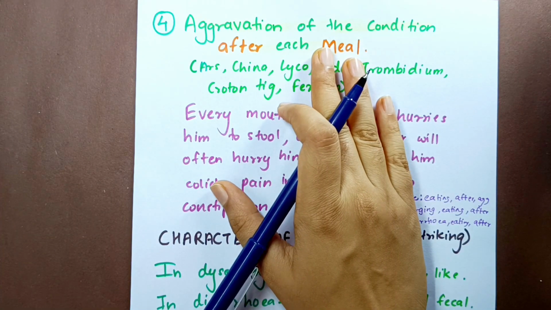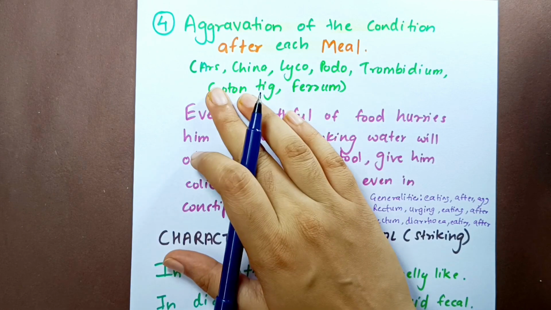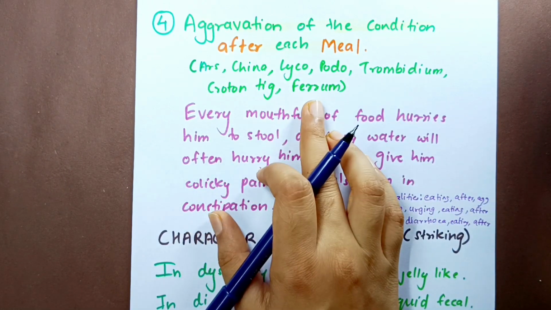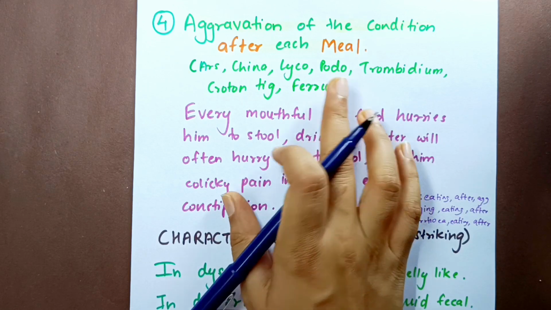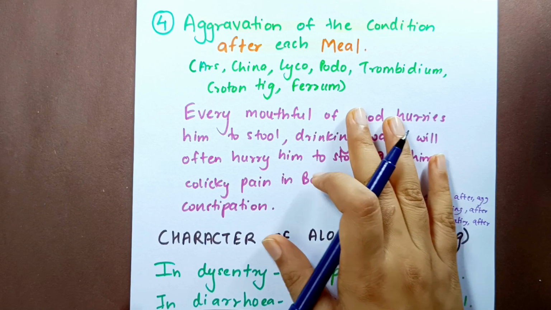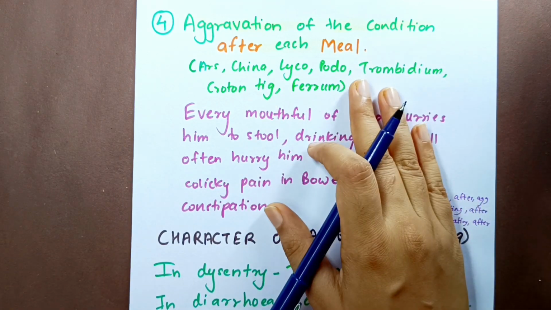The same aggravation after meal is found in arsenic, china, lyco, podo, trombidium, crotontig, and ferrum. These are also our medicines. Podo means podophyllum, lycopodium, crotontig, ferrum, and trombi. So these are the remedies which also get aggravated after meals. That is what Dr. N.M. Chaudhary tells us.